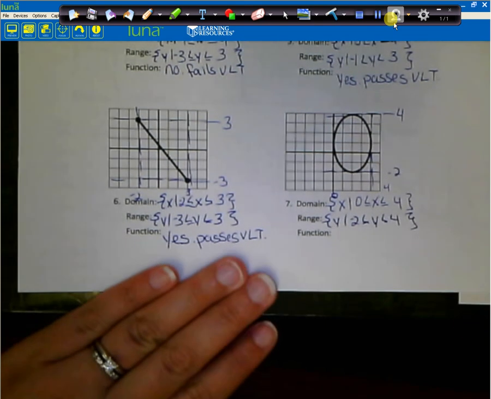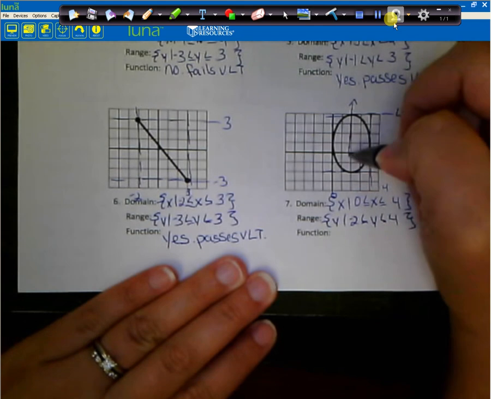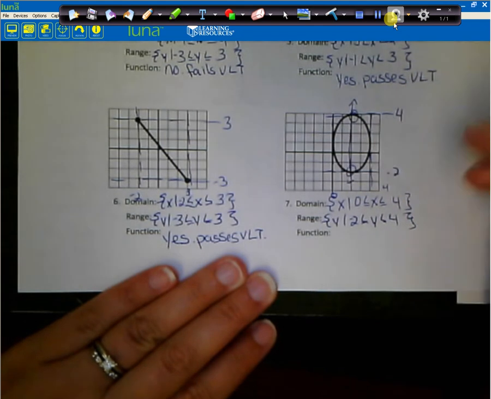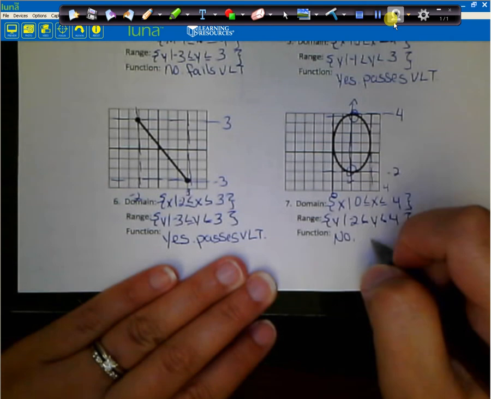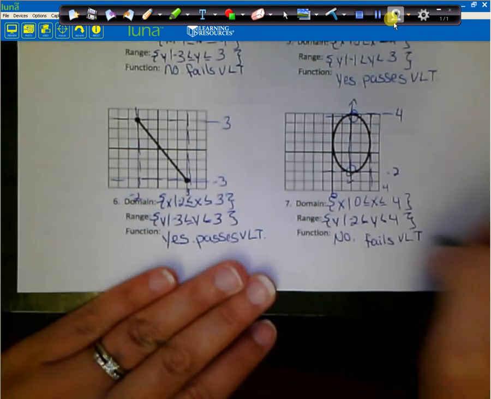If I use the vertical line test and I draw a vertical line right here, it's going to hit that picture in 2 different places. So it is not a function. So no, and we're going to say it fails the VLT.